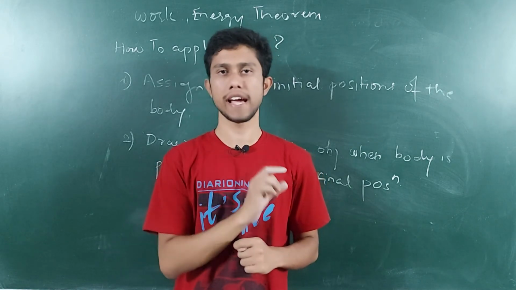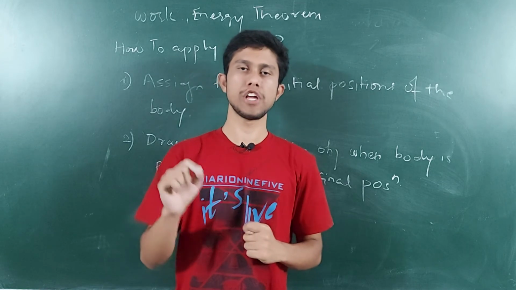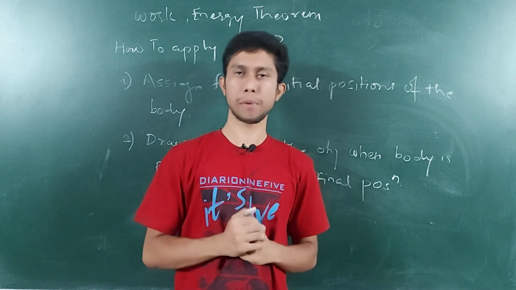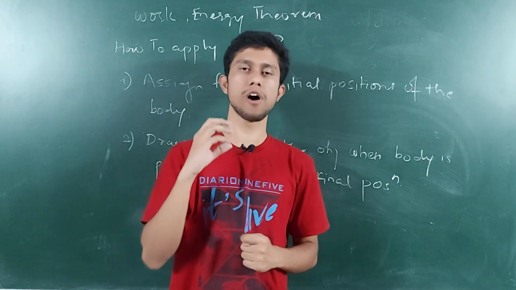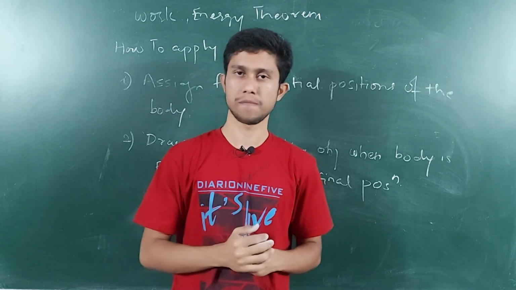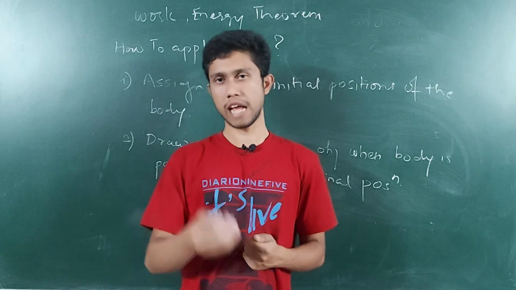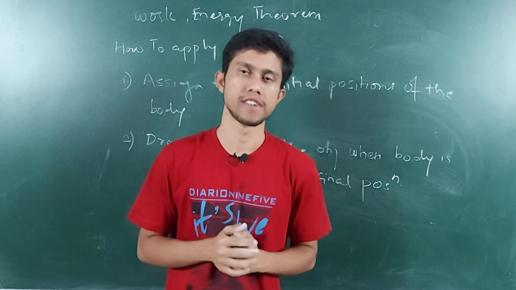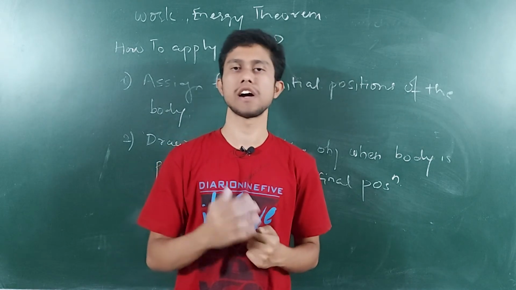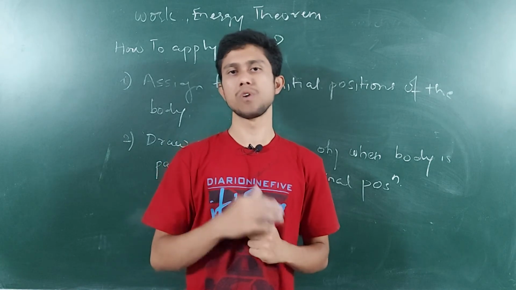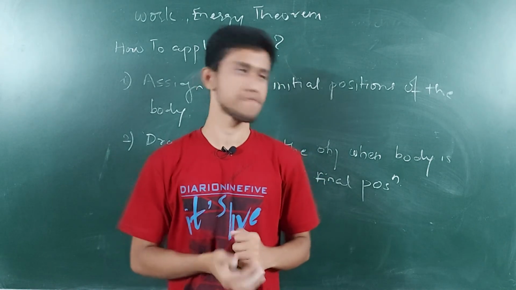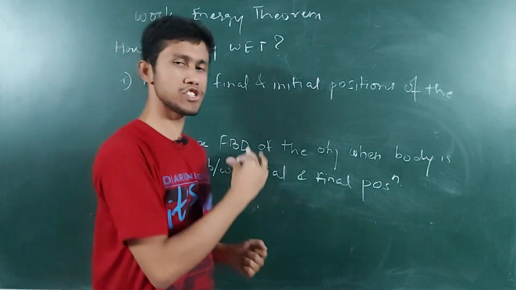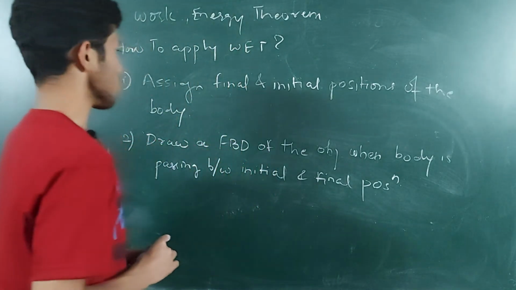FBD means free body diagram. A free body diagram is a diagram in which you denote all the forces which are acting on the body. So how will we draw a free body diagram? Suppose now the ball is falling. How many forces act on a falling ball? In ideal conditions, the force is the gravitational force, but in some non-ideal conditions there is also air drag. So an additional force can be the air drag force, and the work done by this air drag force will matter. So the next point is, draw a free body diagram of an object when the body is passing between the initial and final positions.